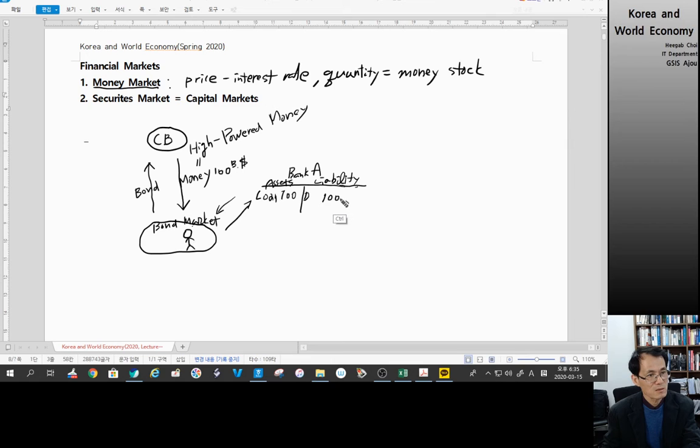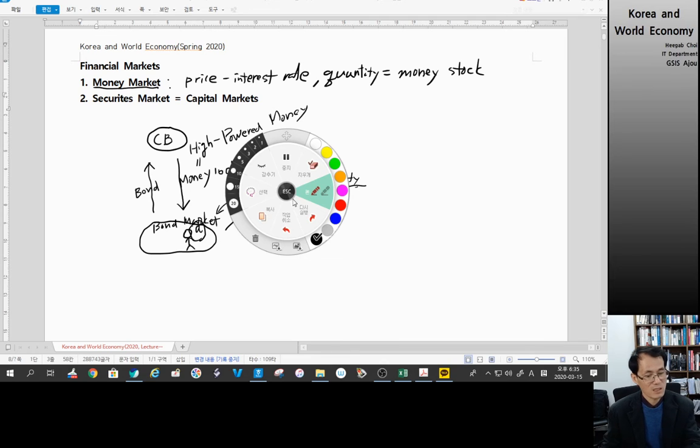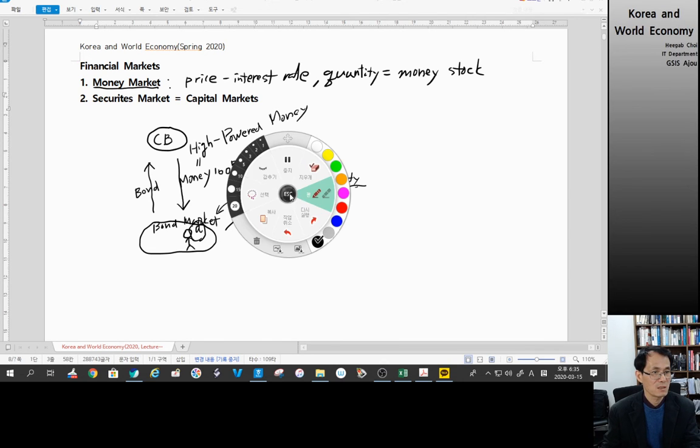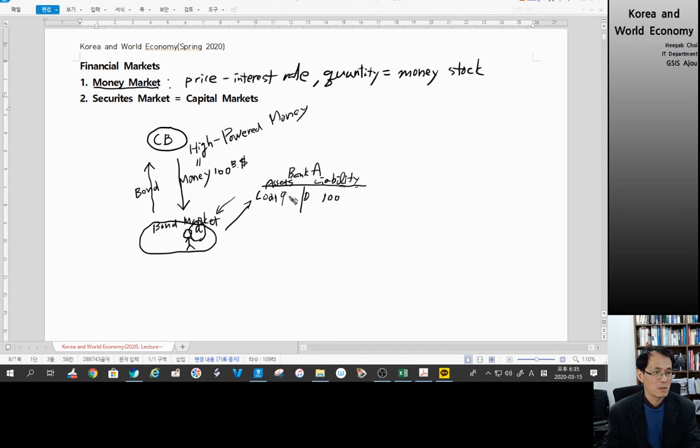Instead, he only makes a loan less than 100. So let's say 90. Okay, let's say 90. And what is the remaining? It is called reserves. Reserves, right? 10. And he makes this loan of 90 to B.